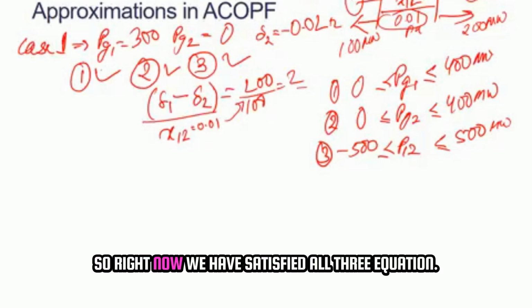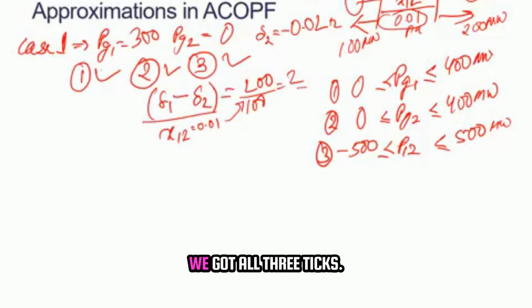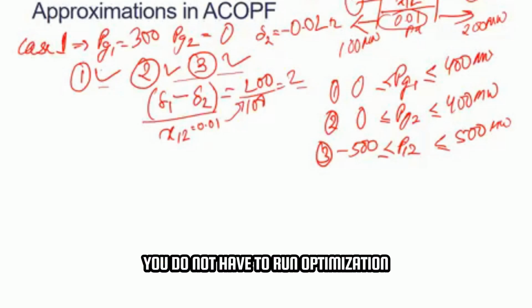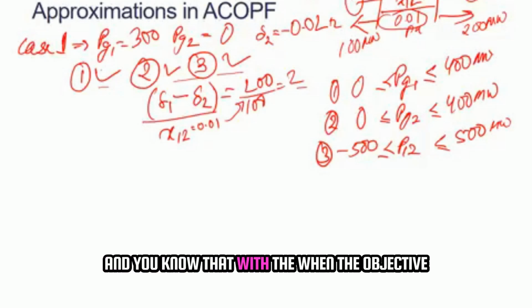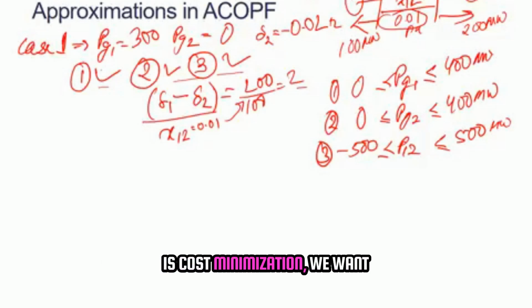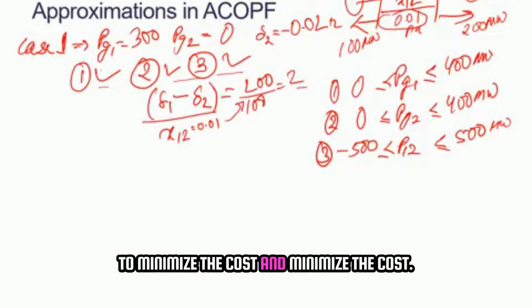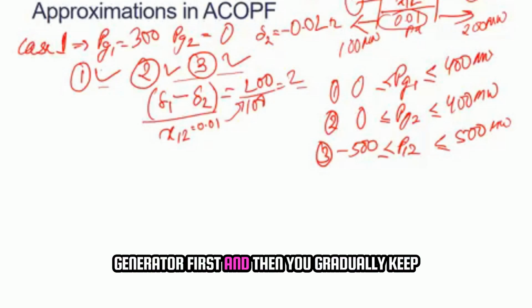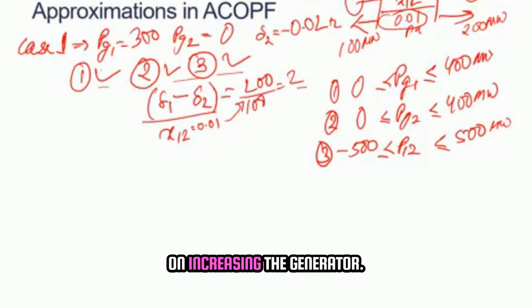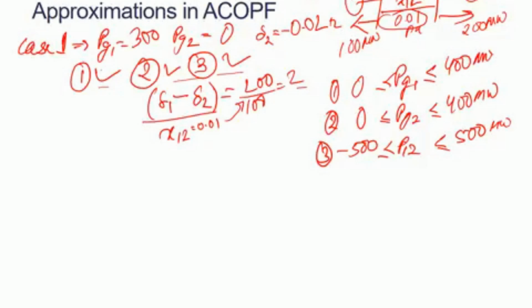So right now we have satisfied all three equations, we got all three ticks. So we can say that this is the optimal solution. You do not have to run optimization because the objective function is cost minimization. And when the objective is cost minimization, how can you minimize the cost? Whenever you schedule the cheapest generator first, and then you gradually keep on increasing the generator, right?